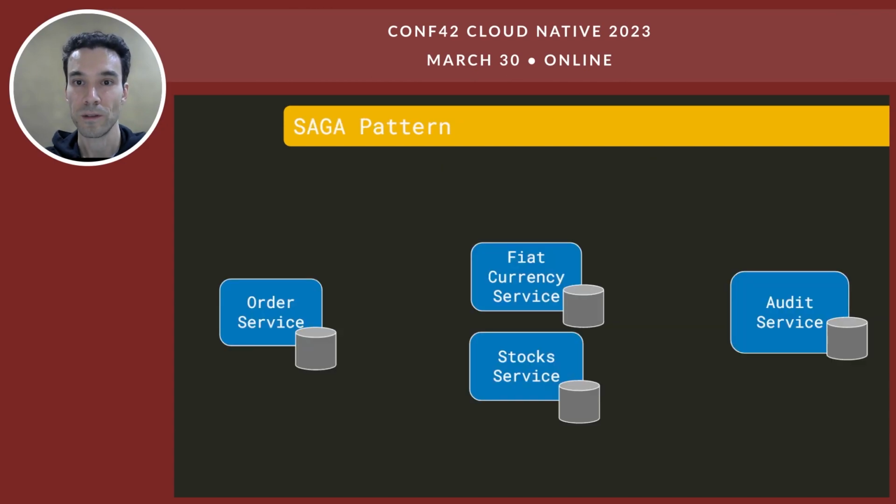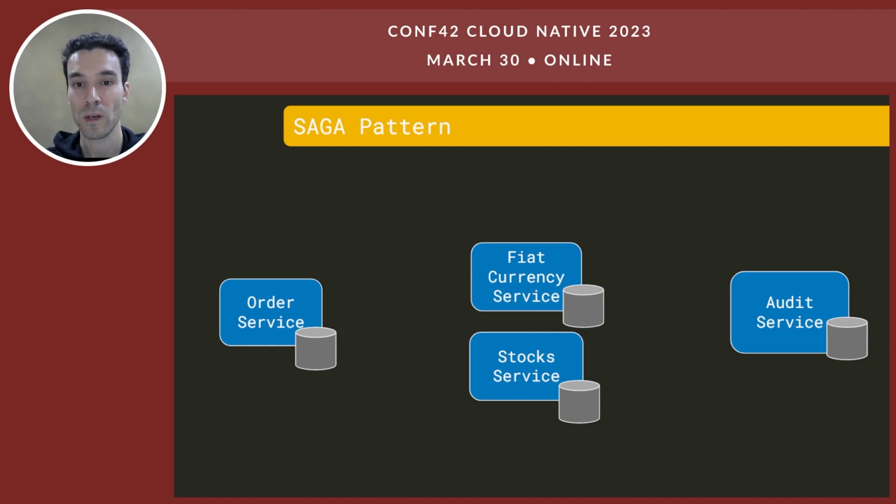So the Saga design pattern. It is a way to manage data consistency across microservices in distributed transaction scenarios. And a Saga is a sequence of transactions that updates each service and publishes a message or event to trigger the next transaction step. If a step fails, the Saga executes compensating transactions that counteract the preceding transactions.